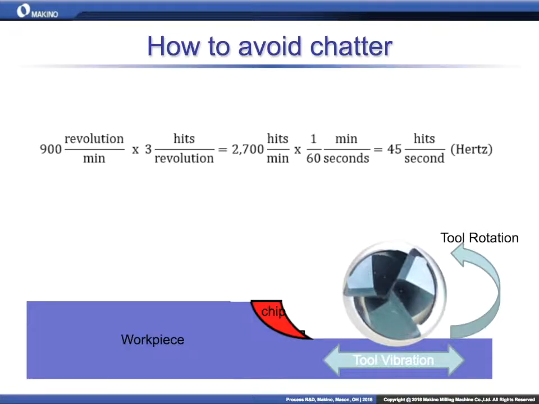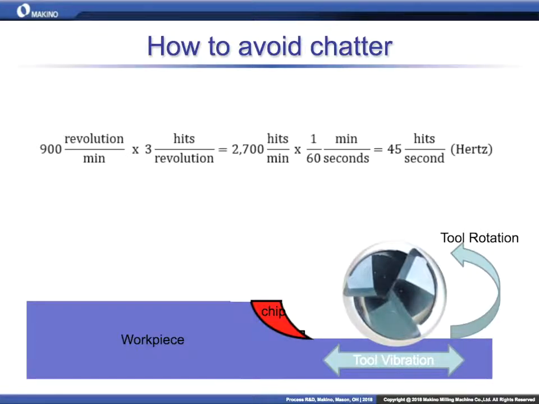Yeah, so this example shows us how to calculate a tooth passing frequency. Let's say we've got this 3-flute cutter rotating at 900 revolutions per minute. That is 900 revolutions per minute times 3, let's call them hits per revolution. Okay. Yeah. Chips per revolution, whatever you'd like to call it. But 3 times is generating a force that goes from high to low. Yeah. So 900 times 3 is 2,700 hits per minute.